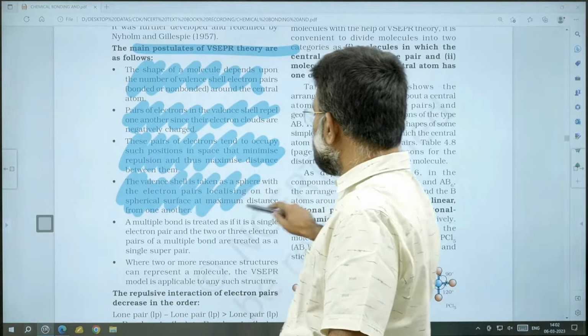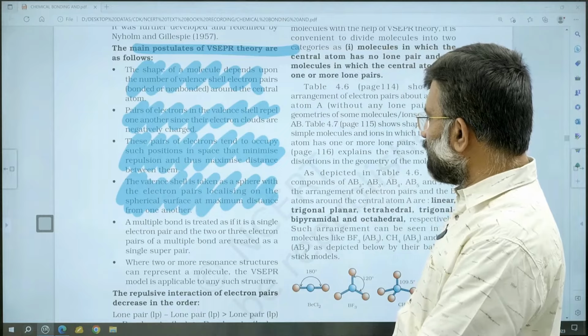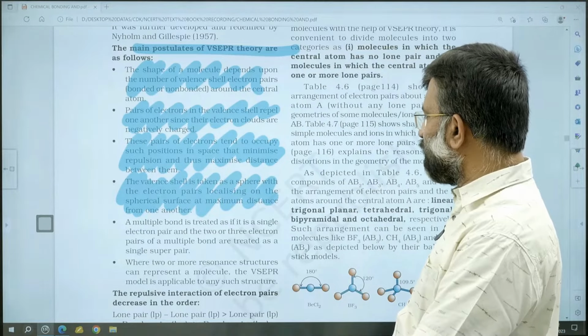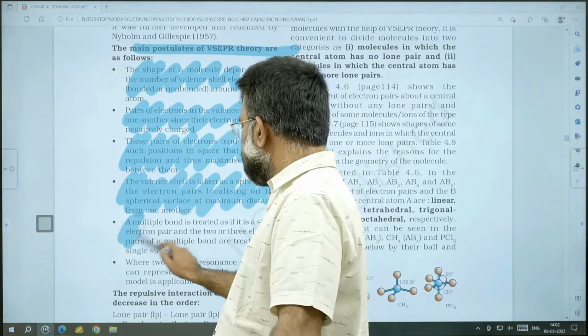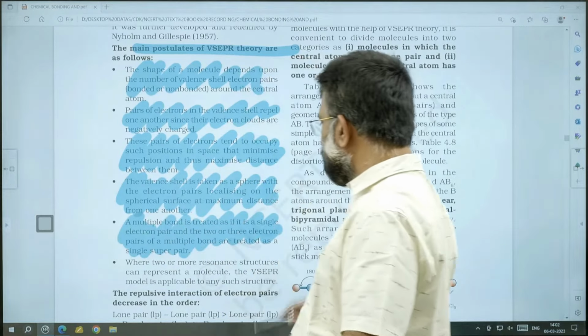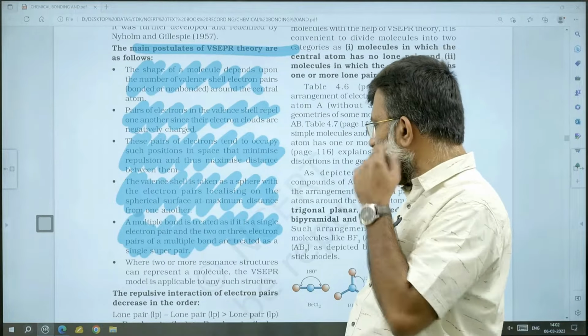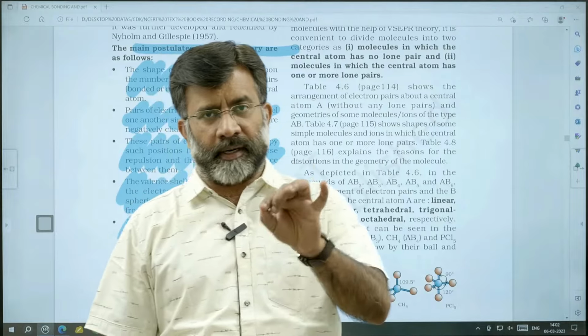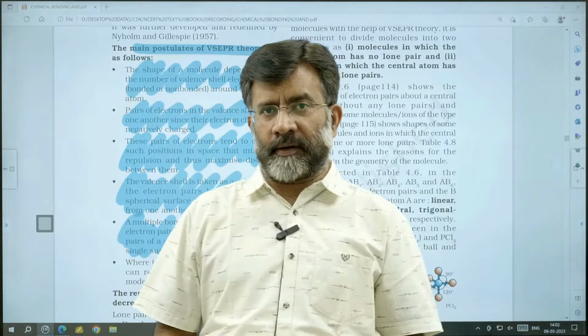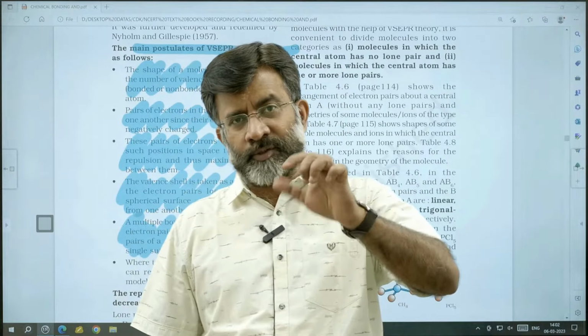Next one. The valence shell is taken as a sphere with electron pairs localized on the spherical surface at maximum distance. Next, an important point: a multiple bond is treated as if it is a single electron pair, and we call it a super pair.